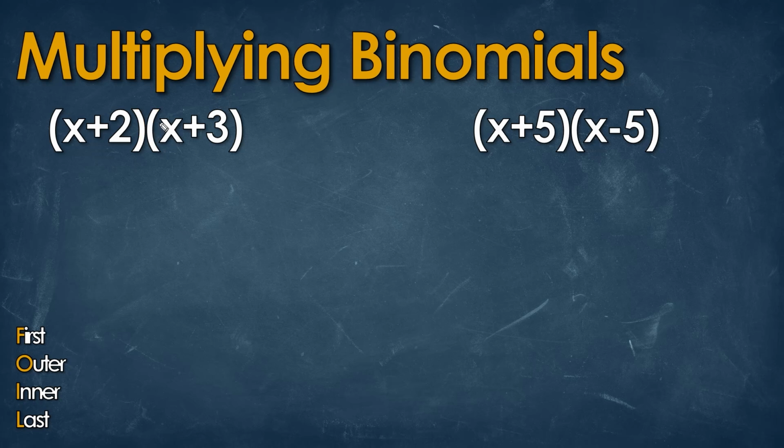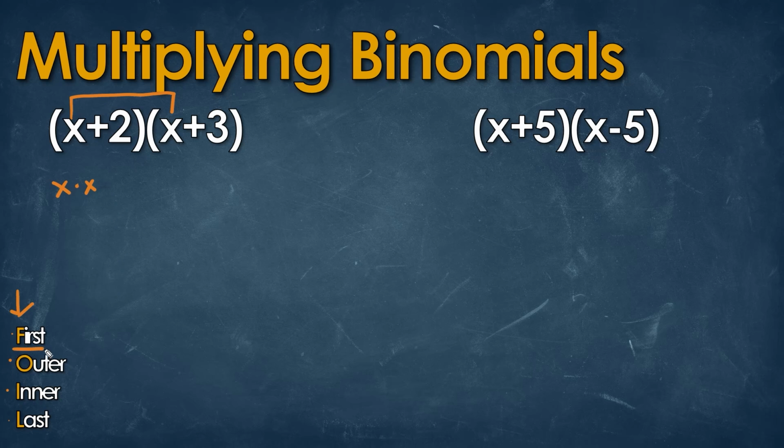So for us to multiply this out, there's a couple ways we can do it. And the first one we're going to look at is FOIL. And FOIL stands for first, outer, inner, and last. Meaning we take a look at the first item in each binomial, and then we multiply that. So we have x times x.